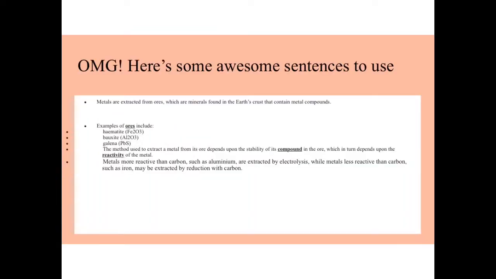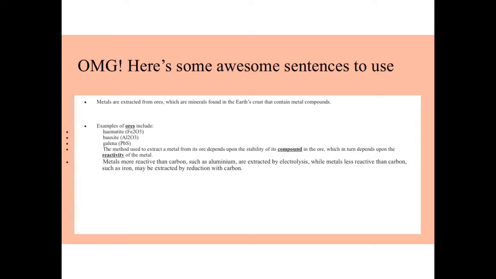So extracted from ores, these are minerals that are found in the Earth's crust, okay? The Earth's crust is the top bit, the bit that we stand on, the bit that we live on, and all our metals are extracted from ores, okay? Ores tend to mean that they're attached to oxygen or sulfur. It could be a couple of other things, but they tend to be the main things they're attached to, okay?